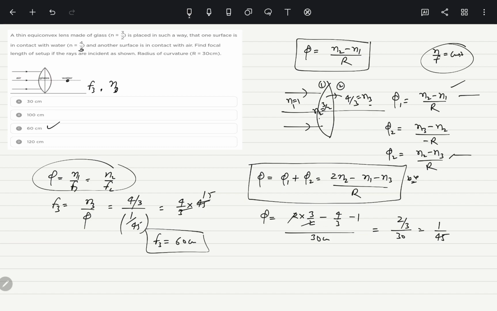So with this approach you can solve these types of questions very quickly. Whatever lens is there, whatever refractive indexes are there, you can solve these questions very quickly just by using this relation, phi1 and phi2. That's it. So I hope you understood this question.